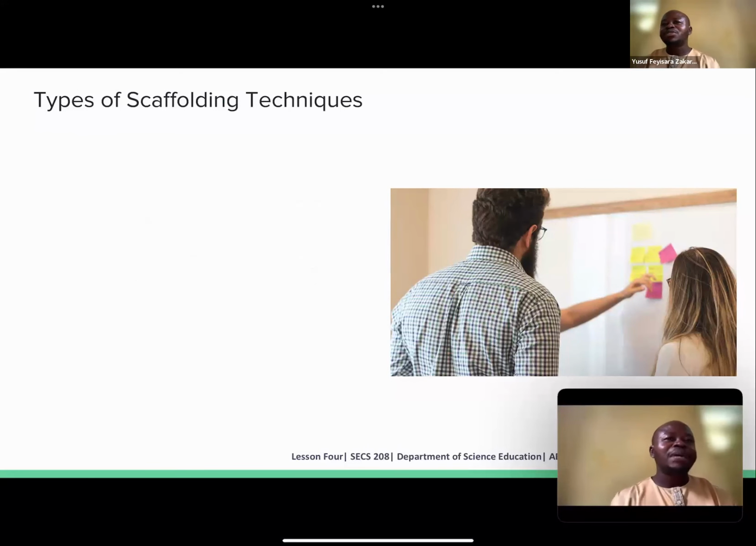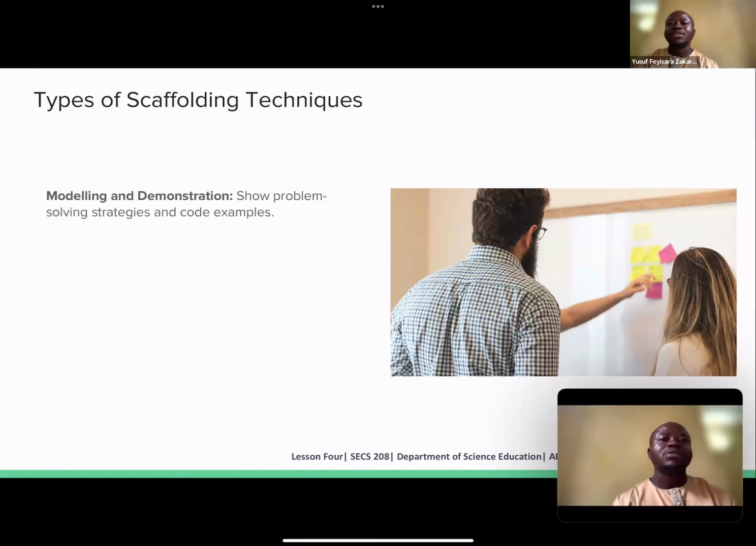And we have some different types of scaffolding techniques that we can use. We have modeling and demonstration. You can serve as a model: this is how you do it. You can see a lady there demonstrating for that teacher, showing how to solve problems, some strategies. Oh, this is how to write the code, and then you can now do your own. Then you try to do it on your own.